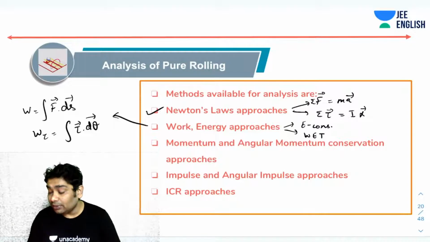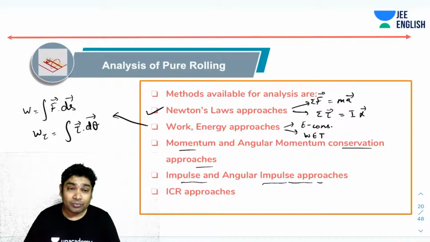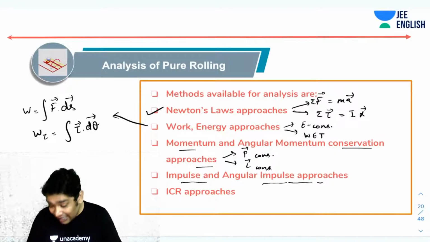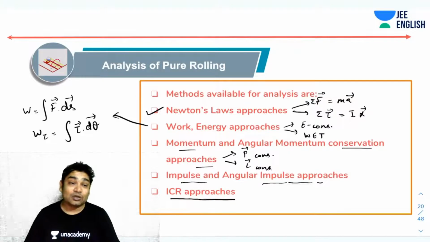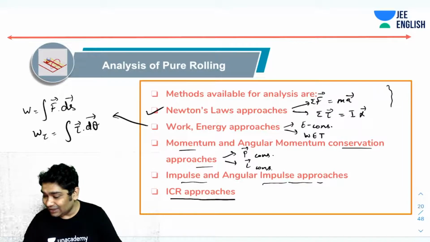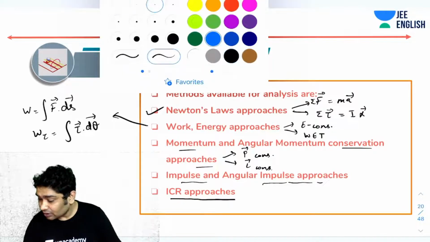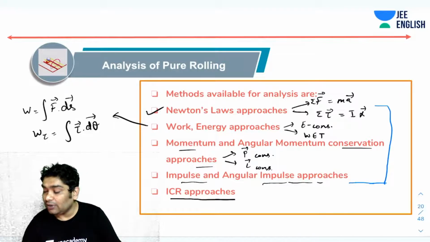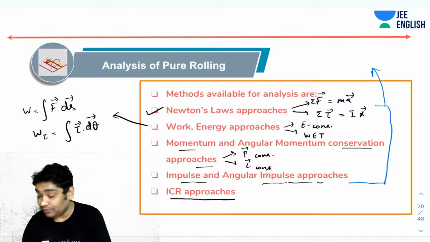Okay. Then you have momentum and angular momentum conservation approaches. And finally, you have the impulse and angular impulse approaches. Okay, so P conservation, L conservation. So these are different tools that I have. I can use any of them in my analysis, and analysis about the ICR. This is the latest tool that we have acquired. In all these initial methods, what I'm trying to do is analyze the motion of the CM and motion with respect to the CM.